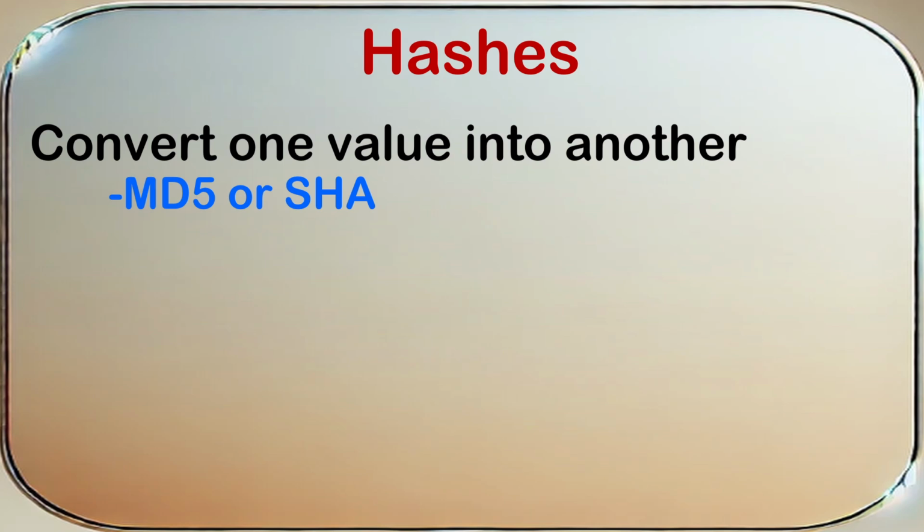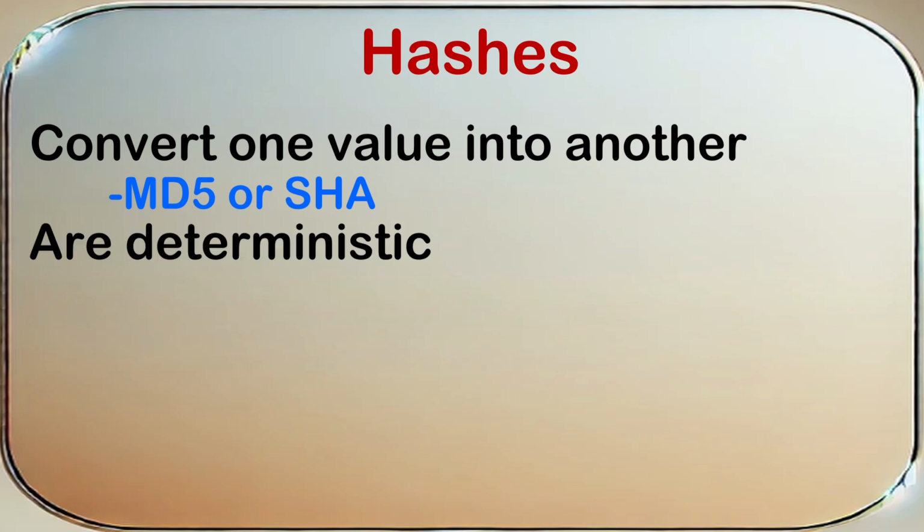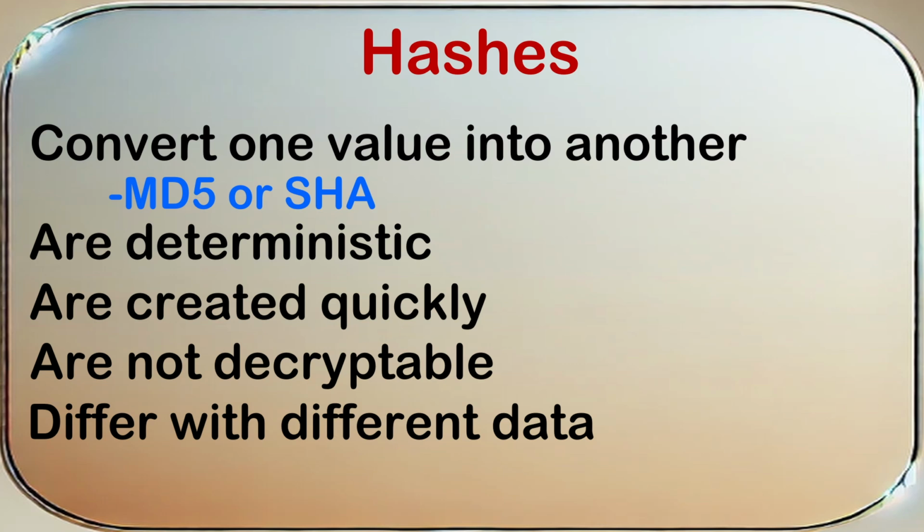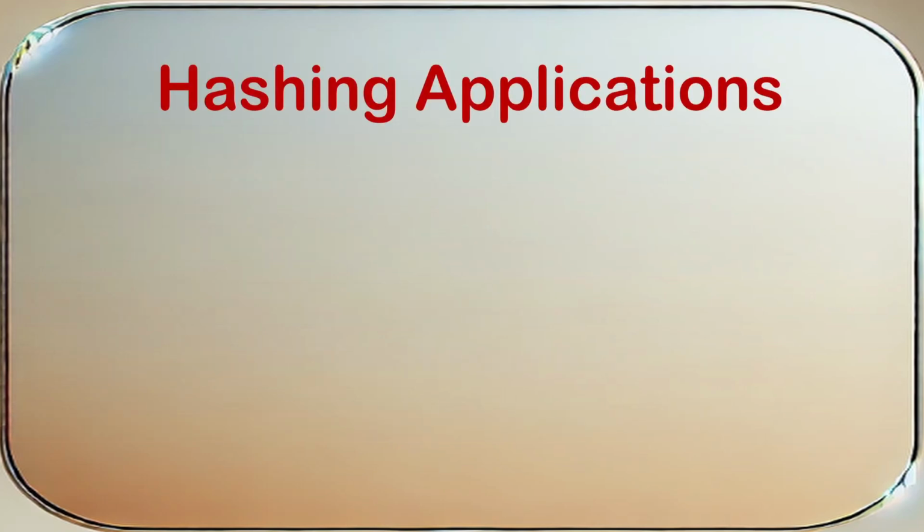Hashes have several characteristics that make them very useful. For example, hashes are deterministic, meaning that the same data being hashed always results in the same hash value. Hashes can also be created very quickly and cannot be decrypted. Likewise, it's infeasible to find 2 messages with the same hash value. Even a small change to a message will change the hash value so extensively that the new hash value appears uncorrelated with the old hash value. Because of these features, hashes are used in many applications.